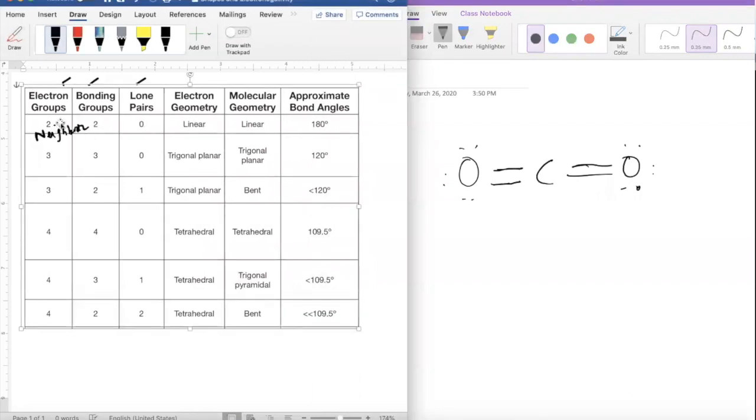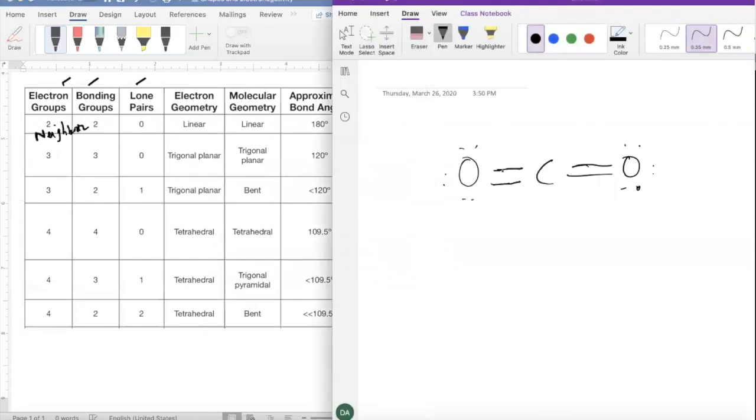So out of those two total neighbors, how many of those neighbors are bonded neighbors, and how many of the total neighbors are lone pairs? Let me give you one example here. Let's say I have the central atom, which looks like this. Can you tell me the central atom has how many total neighbors?